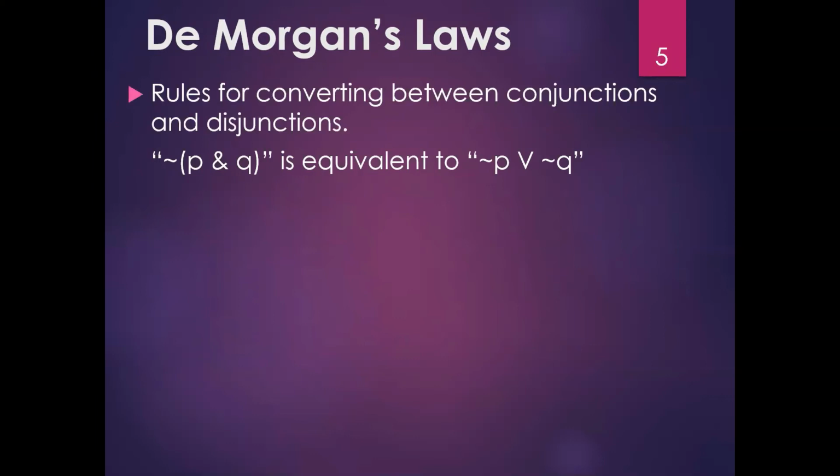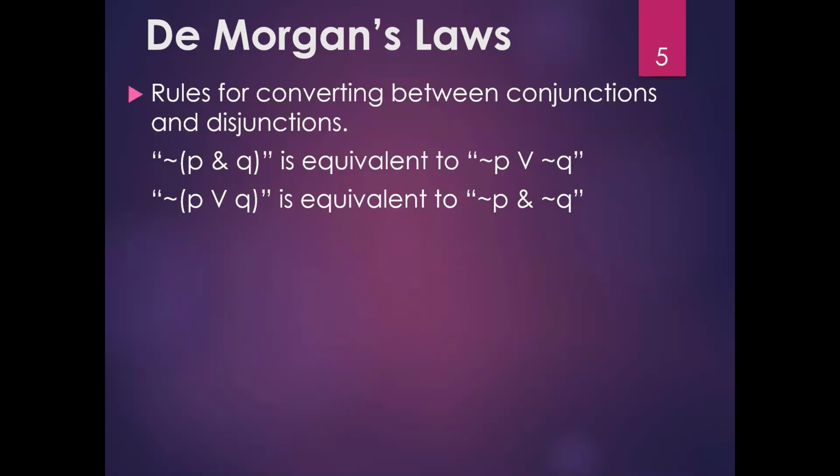So let's consider with P being I am sleeping and Q being I'm awake. So it's not the case that I'm sleeping and awake. Well, that would be equivalent to saying I'm not sleeping or I'm not awake, right? So let's look at another one. If you have, it's not the case that P or Q, well, that's going to be equivalent with not P and not Q. So these are the 2 most common De Morgan's laws.